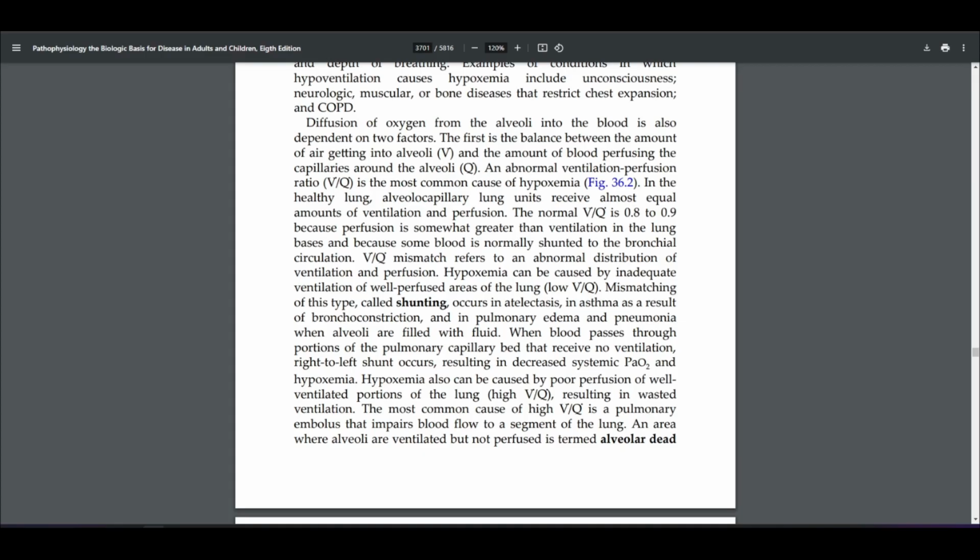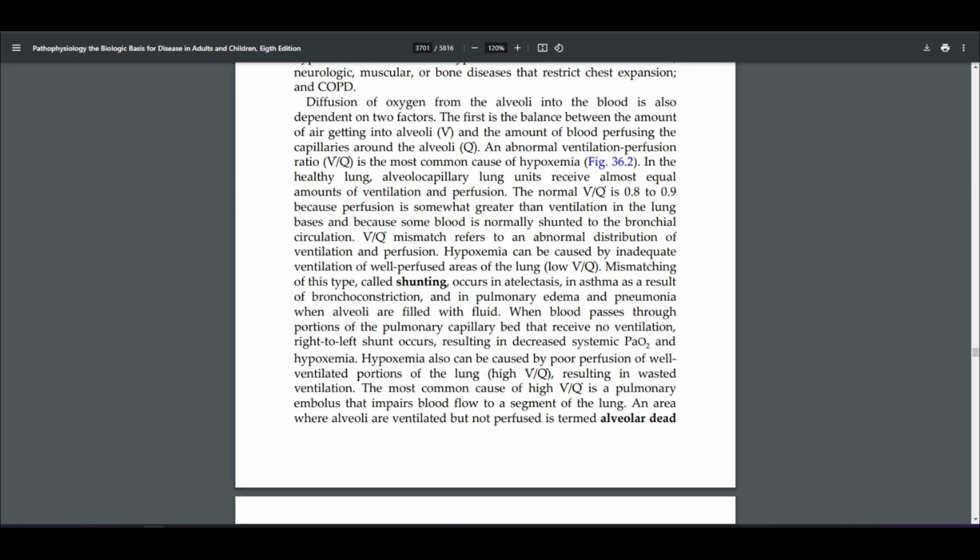The first is the balance between the amount of air getting into the alveoli, the V, and the amount of blood perfusing the capillaries around the alveoli, the Q. An abnormal ventilation perfusion ratio, that is, V divided by Q, is the most common cause of hypoxemia. In the healthy lung, alveolar capillary lung units receive almost equal amounts of ventilation and perfusion. The normal VQ is 0.8 to 0.9 because perfusion is somewhat greater than ventilation in the lung bases and because some blood is normally shunted to the bronchial circulation.